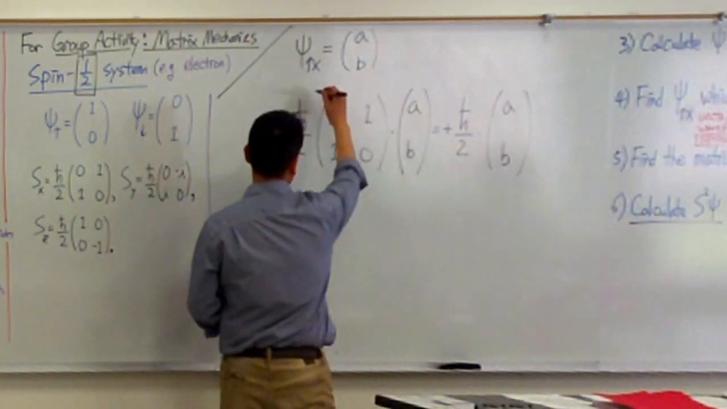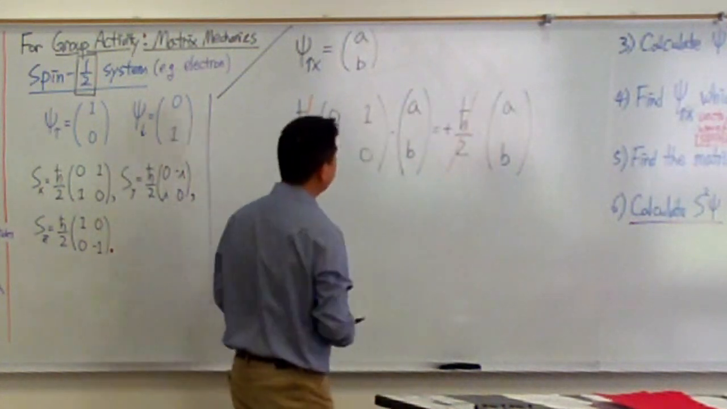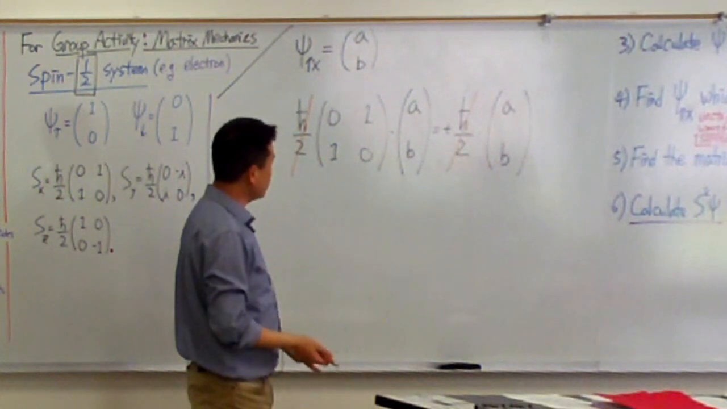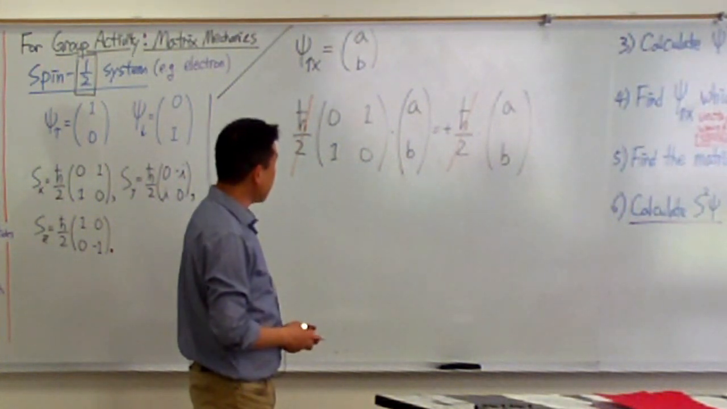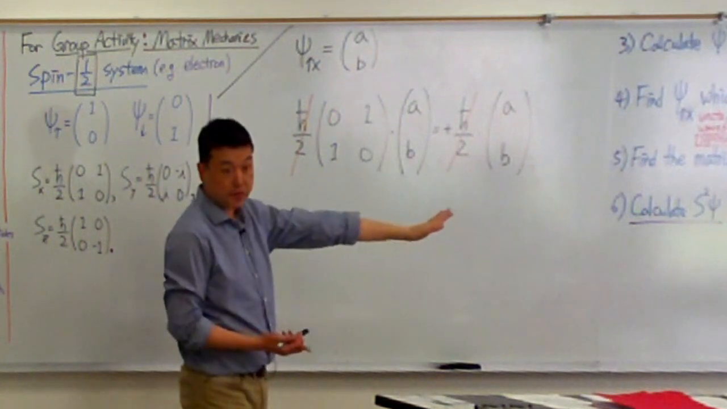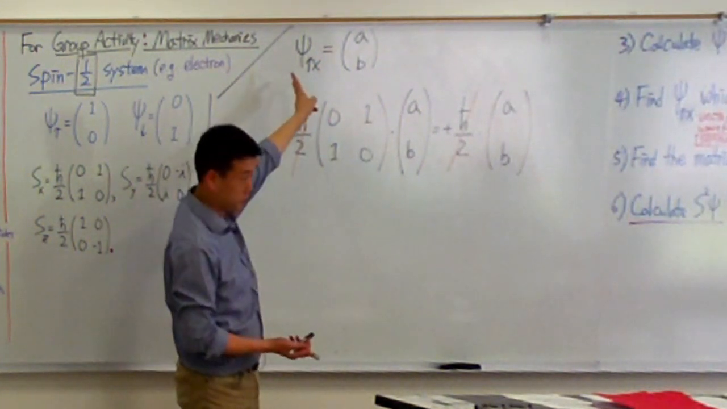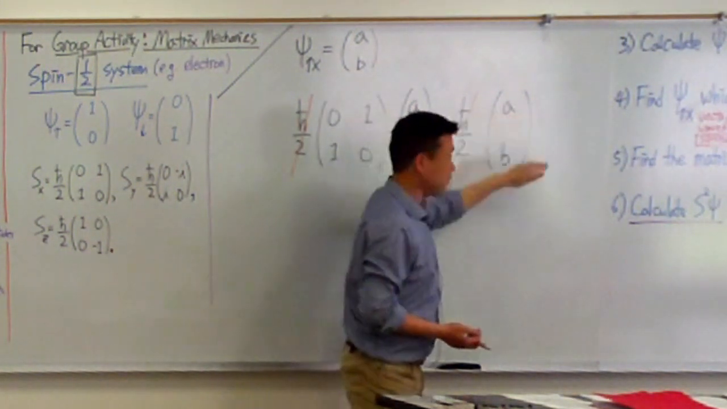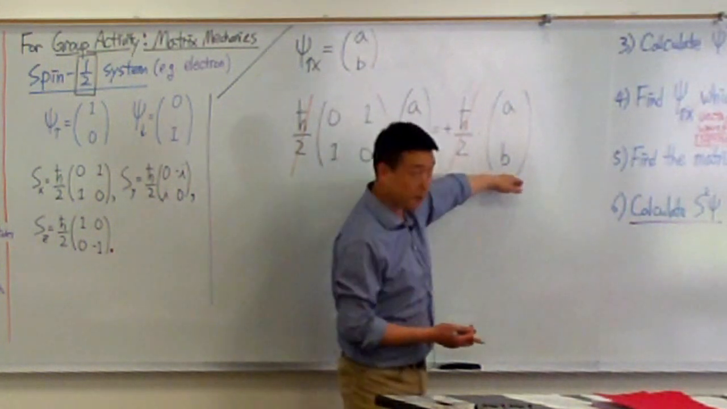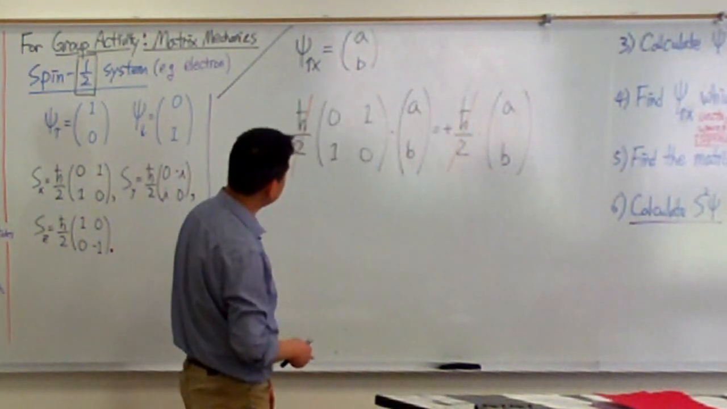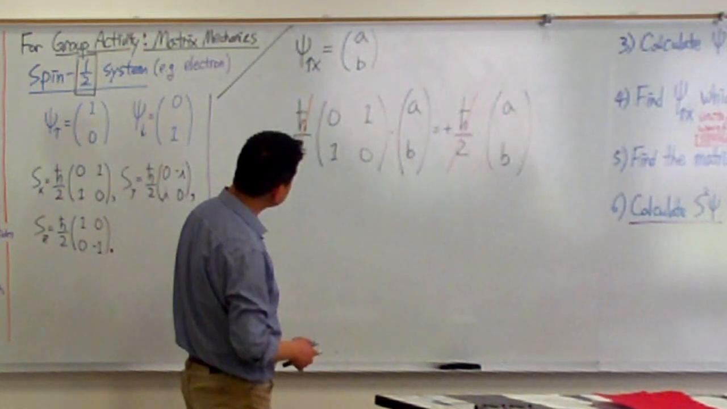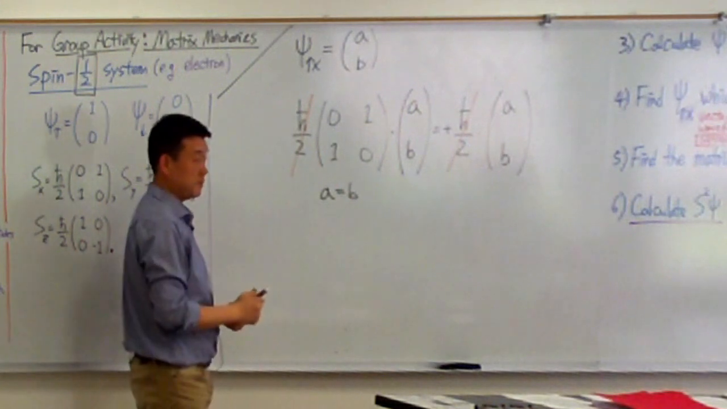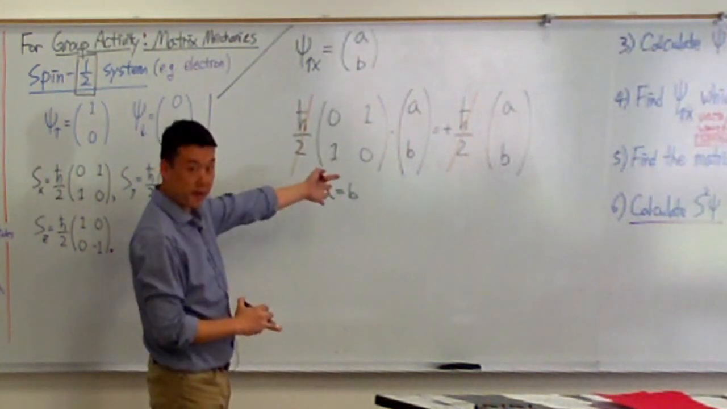So let's simplify some things already. h bar over 2 cancels out, so we can get rid of that. The systematic way to do it would be to write out your system of equations, because what this represents is a system of 2 equations. This times this gives you the first row, and this times this gives you your second row. So when you do that, the result you get is A equals B. That's what you need for this to be satisfied.